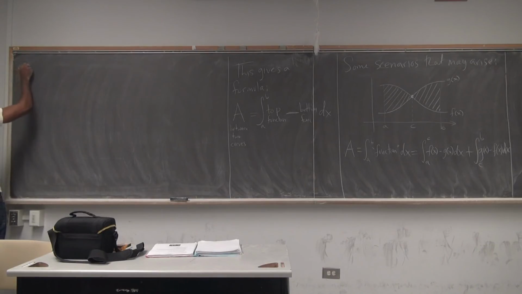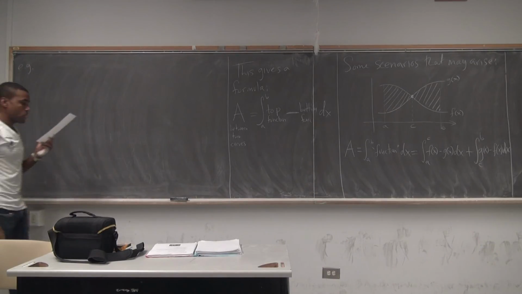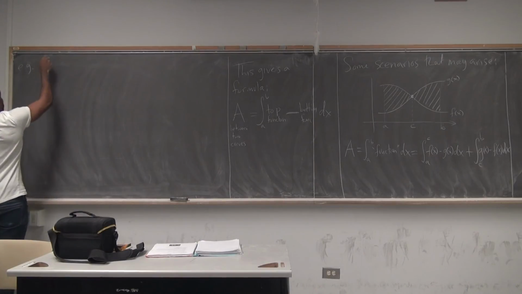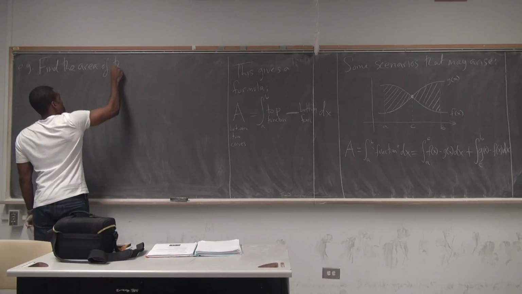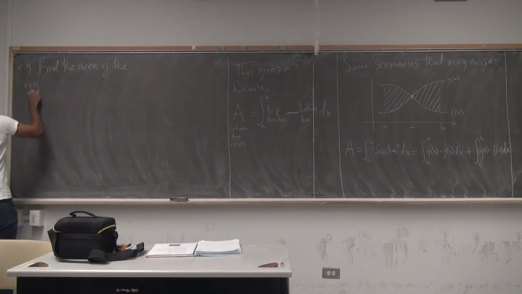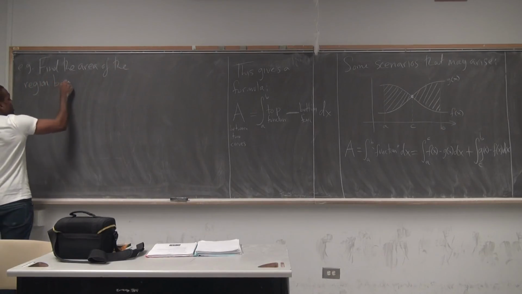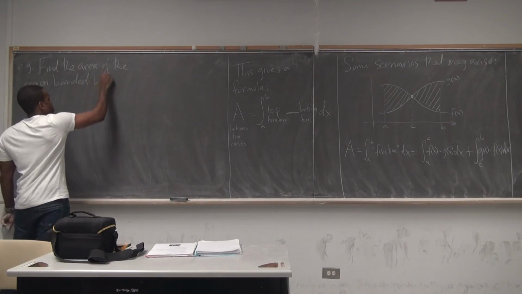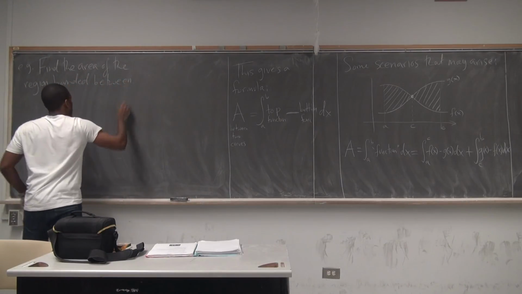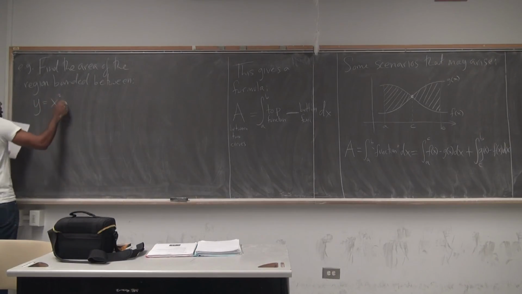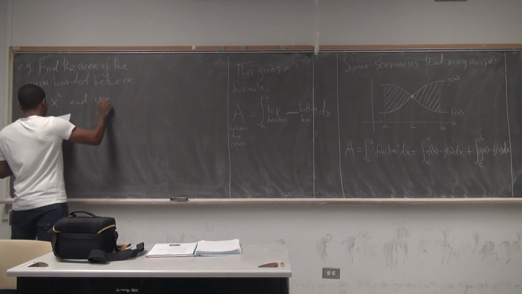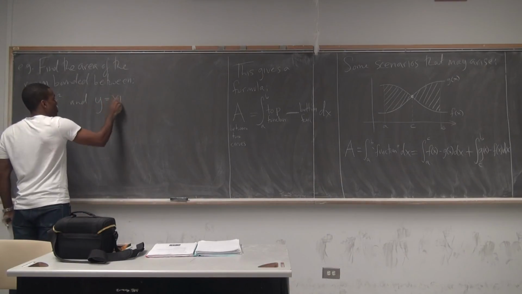Started on one example, and we'll do more later. So, for example, you can be asked this problem. Find the area of the region bounded between, and they can give you these two functions. y equals x squared and y equals x plus 2.